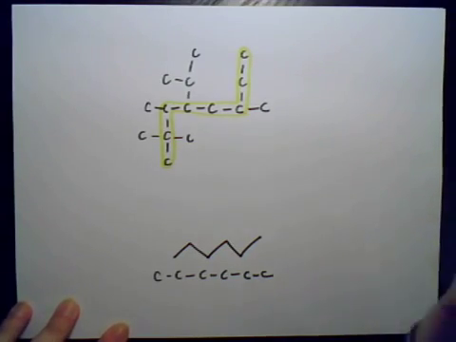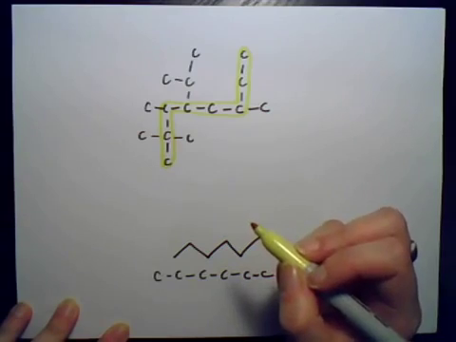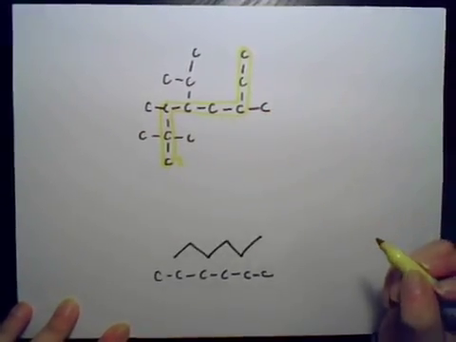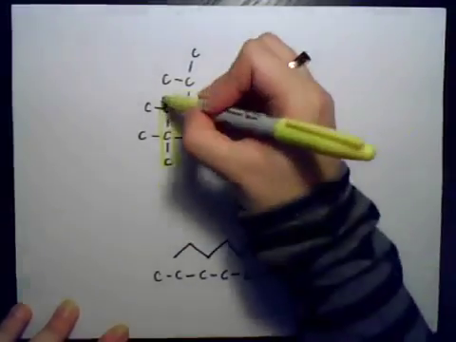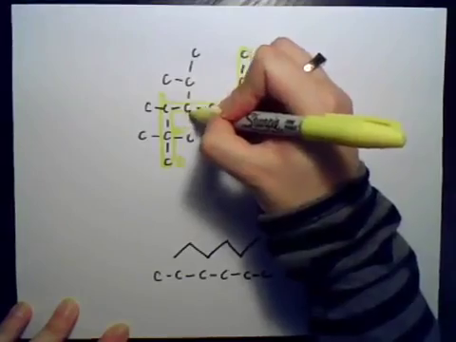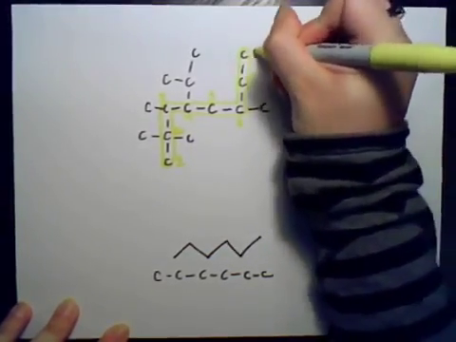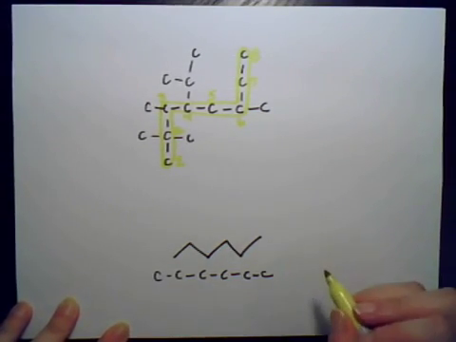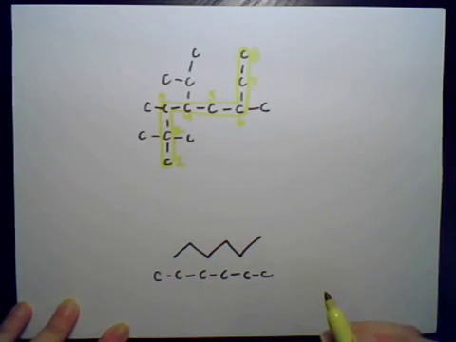Okay, and then I'm going to use the same color just to number the carbons so that we can remember. 1, 2, but at the same time it's not really going to interfere. 3, 4, 5, 6, 7, 8. Alright, so the first step is to find the longest carbon chain, and we've done that. The second step is to number the carbons, and we've also done that.